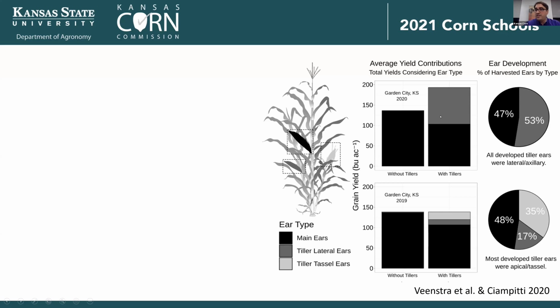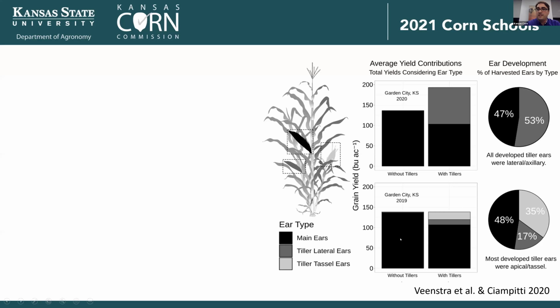So if you look at this graph, when you look at the ear development, we have 50% or close to 50% of the ears that came from the tillers. And thus the contribution at the lower density, 10,000 plants, is a great contribution from tillers. Again, this is a complex topic. Not all the time the tillers are productive.